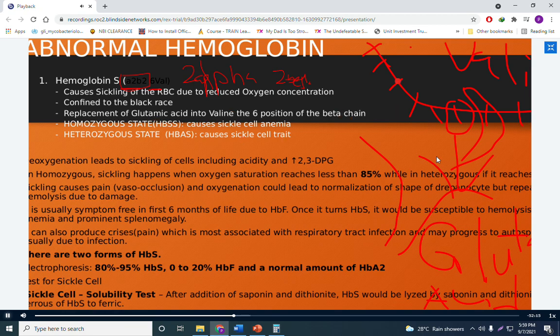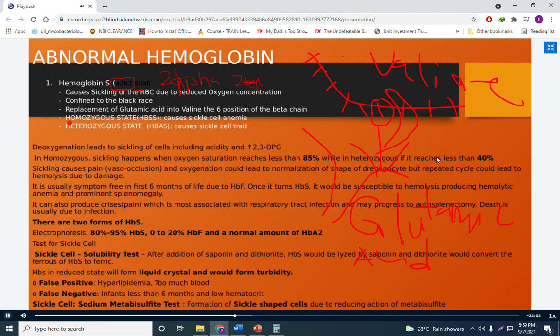Instead of glutamic acid, the amino acid at the 6th position of the beta chain became valine, causing your hemoglobin S. Okay? Naintindihan class? Any questions? Okay. Next, we have the two types of your hemoglobin S. We have your homozygous and your heterozygous.